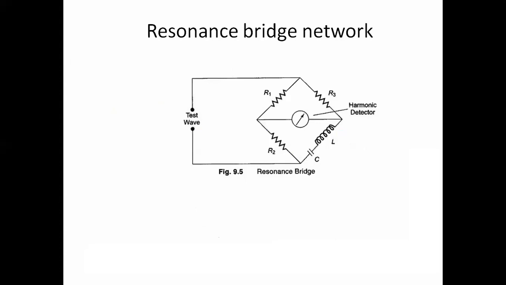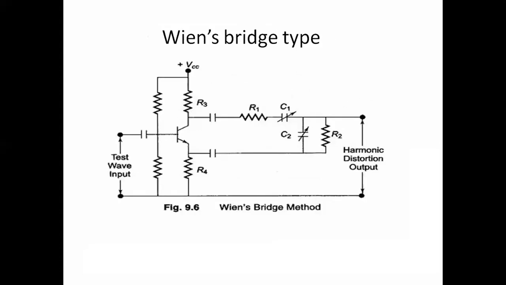In this resonance bridge network, we have to tune the L and C values for a fixed fundamental frequency suppression. Whereas if the fundamental frequency is changing, in such a situation this resonance bridge network is not suitable. Then we can go for the Wien's bridge method.